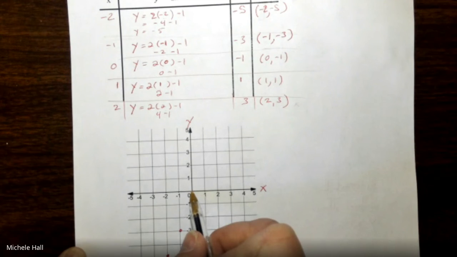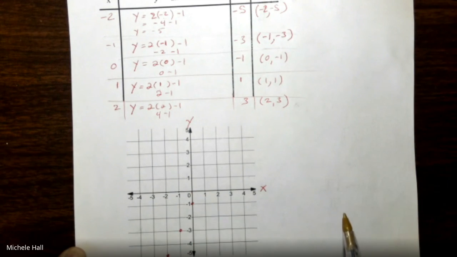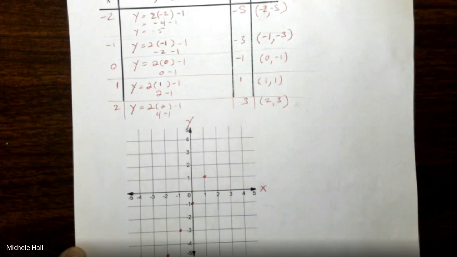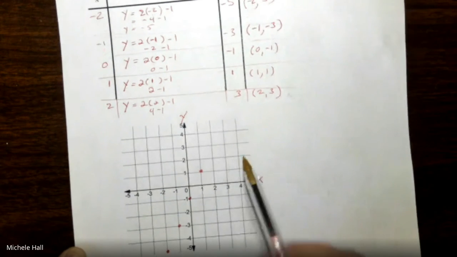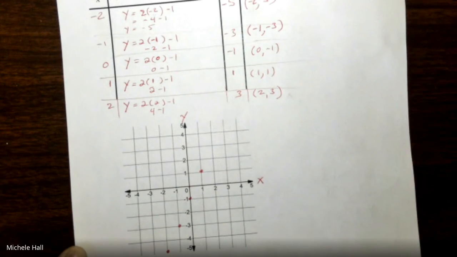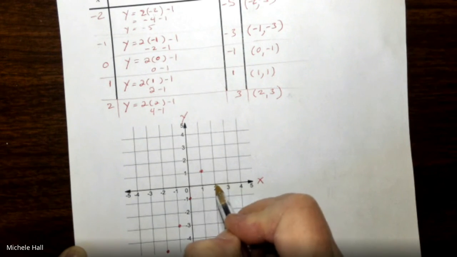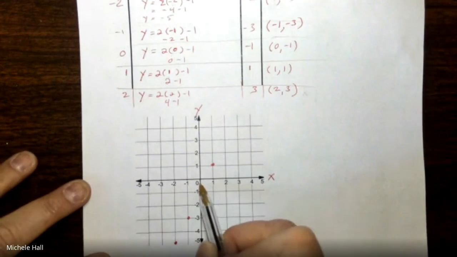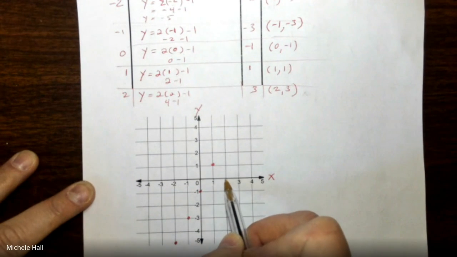X is 0, I stay there, and negative 1 means go down 1. When X is 1, Y is also 1, so I go up 1. When X is 3, Y is 2, so I go up 2. That can't be right. I did that wrong. When X is 2, it wasn't going to be a line. My point was down here. I'm like, what? It's when X is 2, and then I go up 3.